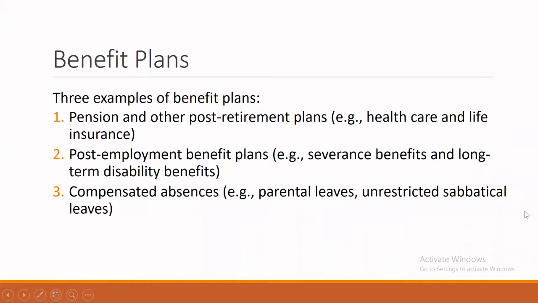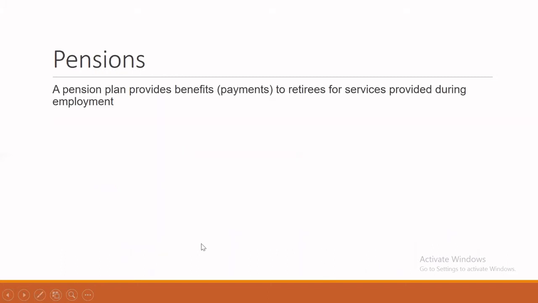All right, so there's a bunch of different benefit plans. The main one that we're going to look at in this chapter is pensions. So pensions and other types of post-retirement plans like healthcare, life insurance. There's also post-employment benefit plans such as severance benefits, long-term disability benefits, and then there's compensated absences such as parental leaves, sabbatical. So we need to determine as accountants how to account for this on the books. So we're going to look at pensions mostly, and then there's a couple of slides on the other ones at the end in the second video, but this video is all going to be about pensions and how to record them.